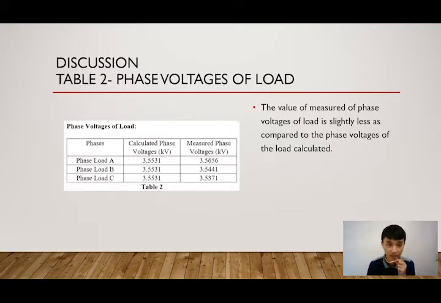The second discussion will be towards table 2, phase voltage of load. My calculated phase voltage for phase load A, phase load B, and phase load C is the same, which is 3.5531 kV. In my PSIM, I get a measured value for phase load A of 3.5656 kV. For phase load B it is 3.5441 kV, and the value for phase load C is 3.5371 kV. So the measured phase voltage of the load is slightly different as compared to the calculated phase voltage of the load.